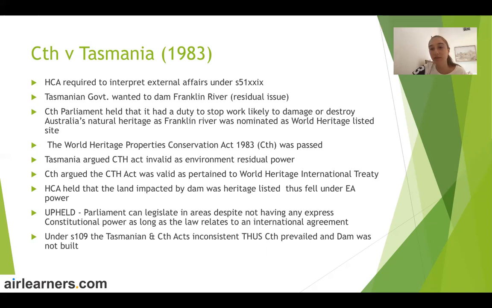the Tasmanian government's decision to dam the Franklin River impacted upon heritage listed land, and therefore it fell under the external affairs power because it affected Australia's obligations under the World Heritage International Treaty. And so therefore, the Commonwealth Parliament was able to make laws in areas of the environment despite not having any power under the Australian Constitution. And that was because it pertained to external affairs and Australia's international obligations.